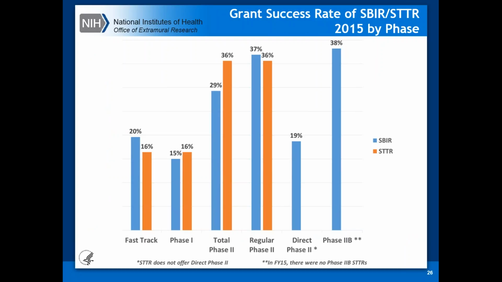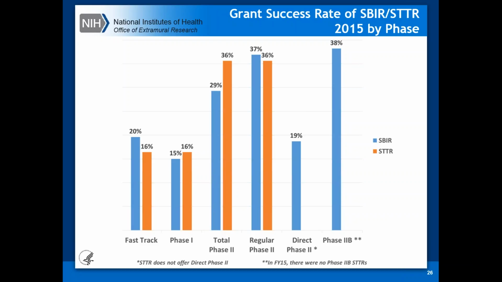Now, some people actually wonder about what the chances of getting funded are. So, grant success rates. If you look through here, we have a chart of grant success rates by phases. As you can see, under fast track, it's about 20%. You see the SBIR and STTR under phase 1, it's about 15, 16%. So that's sort of close.